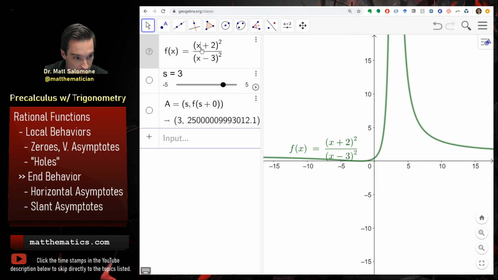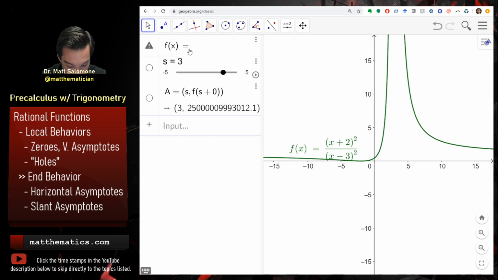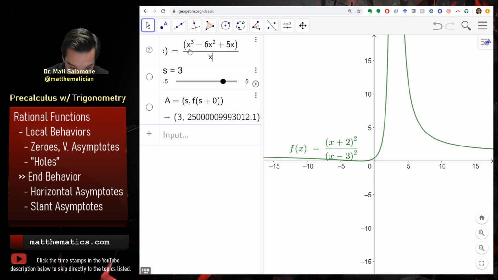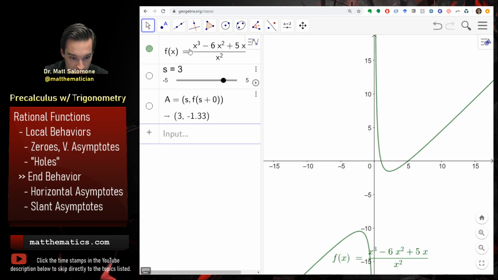Sorry, let me get this. Too many clicks. F of x equals x to the third minus 6x squared plus 5x. And then I'm going to divide that by x squared. Let's take a look at a graph.